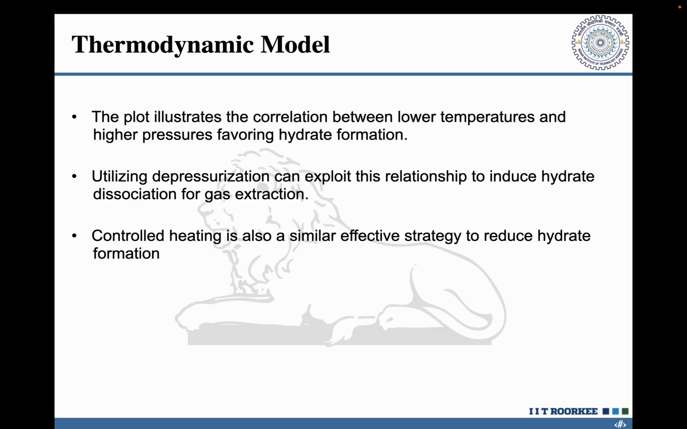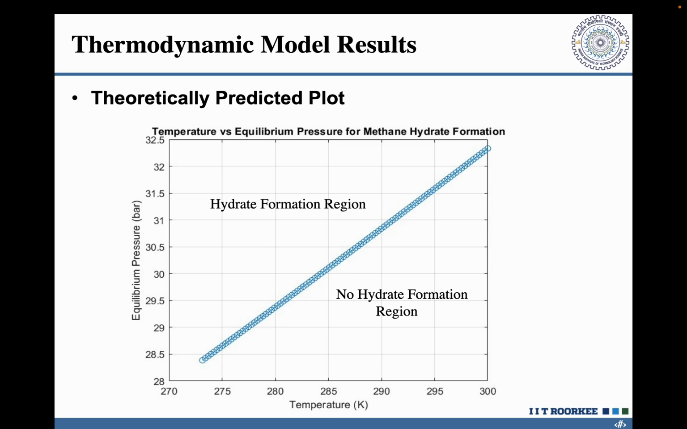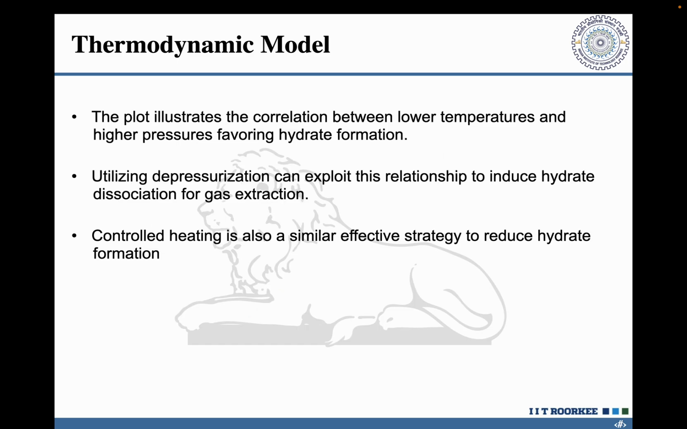This plot helps us to predict at what combination of pressure and temperature hydrates will be formed, and this is important to develop a strategy for gas hydrate extraction, because we can depressurize, that is reduce the pressure. As you can see, in the lower region where the pressure is low, hydrate formation is not taking place, and at higher temperatures the hydrate formation is not taking place, so we can heat and depressurize, which is a strategy.